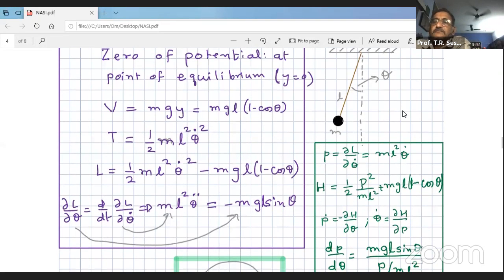Now here, normally what one will do is, immediately from here you will say that for small theta, sine theta equals theta. So I will say this is actually theta double dot equal to minus g by L theta. So it's a simple harmonic oscillator. Let me not make that approximation right now, and then proceed. Okay. Now this is my Lagrangian.